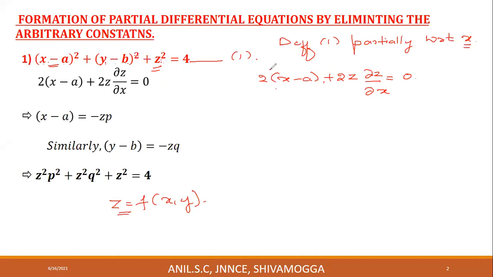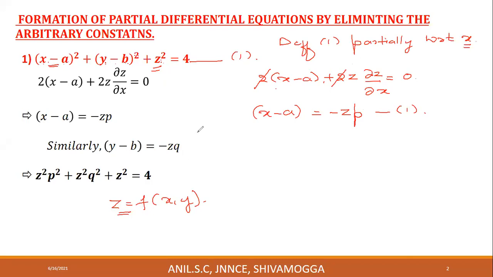Now, 2 is common in both the terms. Divide the equation throughout by 2. Therefore, x − a is equal to, transforming this positive term to the RHS, that becomes −z into ∂z/∂x. ∂z/∂x is denoted by small letter p. So x − a = −z p.